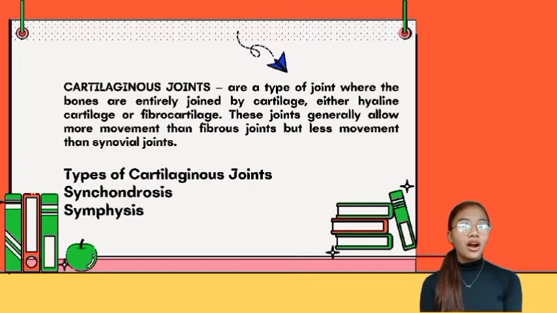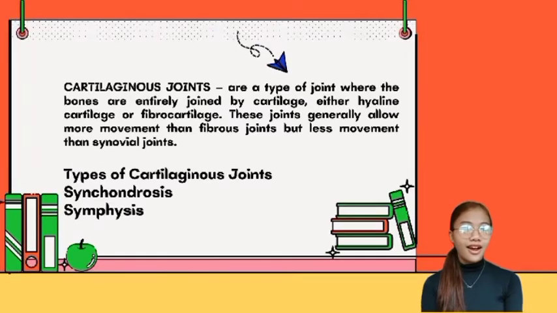Next are cartilaginous joints, a type of joint where the bones are entirely joined by cartilage, either hyaline cartilage or fibrocartilage. These joints generally allow more movement than fibrous joints, but less movement than synovial joints. Sa fibrous joints kasi is limited yung movement, while the cartilaginous joints have a little bit of movement. Then the synovial joints, it moves freely. So yun yung pagkakaiba ng tatlo.